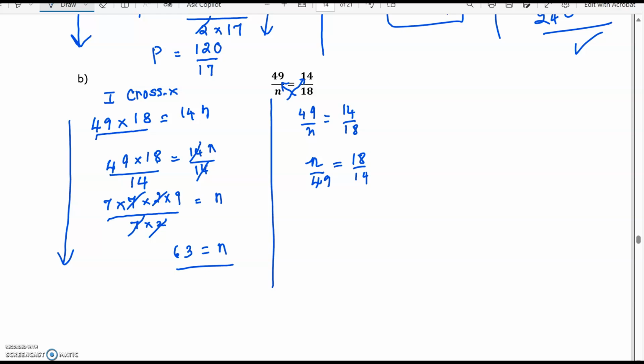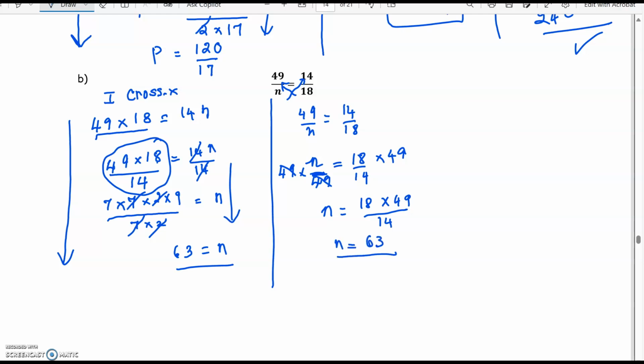Now I need to get rid of 49 in the denominator. N is divided by 49, and the way to get rid of the 49 is to multiply both sides by 49. I cancel the 49s and I've solved for n. N is 18 times 49 over 14. This is just another way of doing it. Notice that we get the exact same answer. We go through all the work just like we did here, and we get the same answer, which is 63.